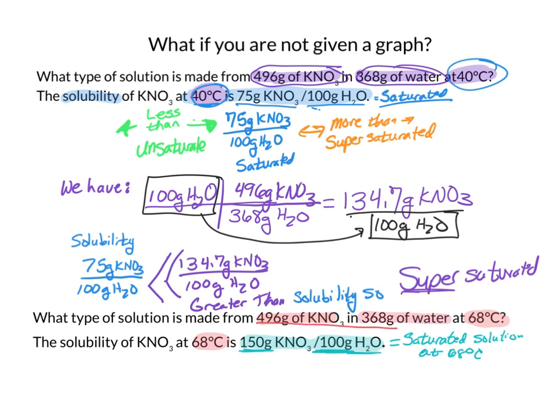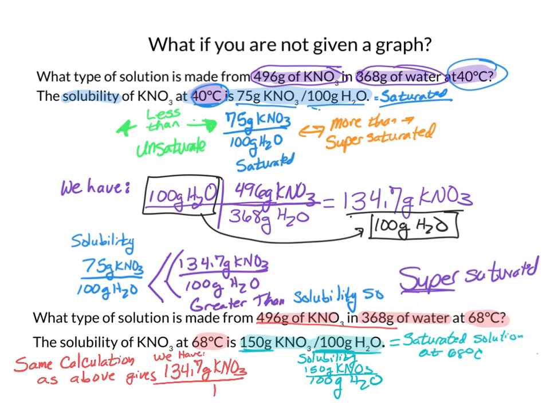So now we're going to be looking at that at 68 degrees Celsius. And now we see that the 134 grams of KNO3 per 100 grams of water in our solution is less than the given solubility of 150 grams of KNO3 per 100 grams of water. And that tells us that this would be an unsaturated solution at 68 degrees Celsius.